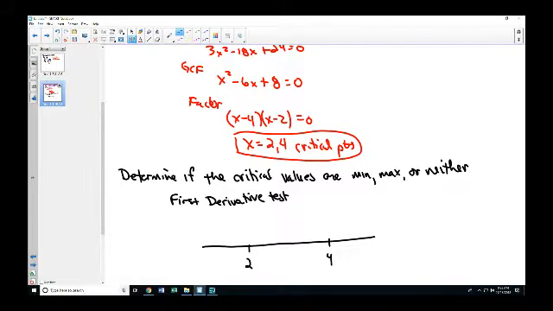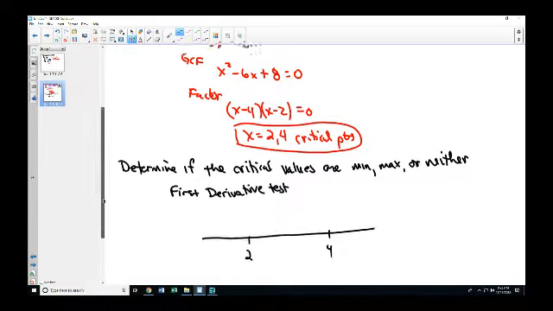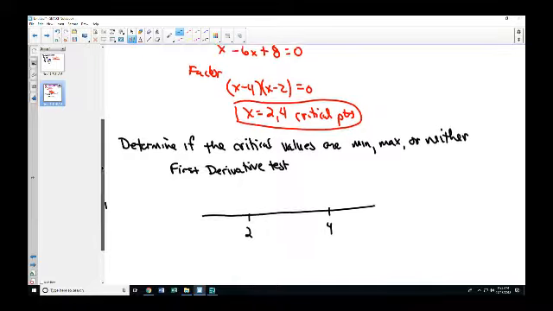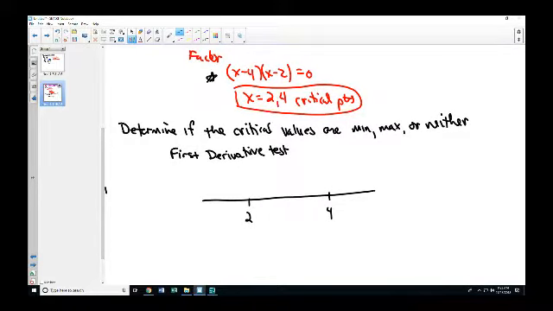And we're going to analyze values here, here, and here to see whether the slope is positive or negative. So we'll use this right here. So what's f prime at 1? Right, because 1 is over here to the left. So what is the slope of f at 1?